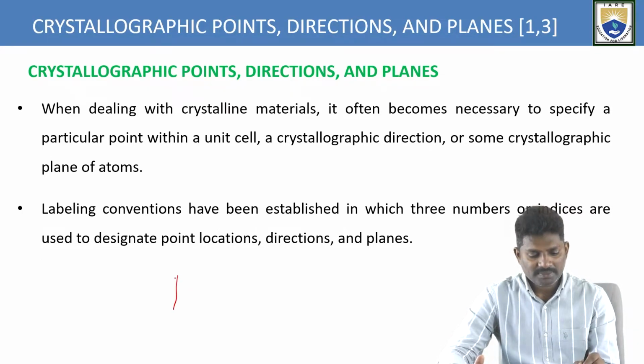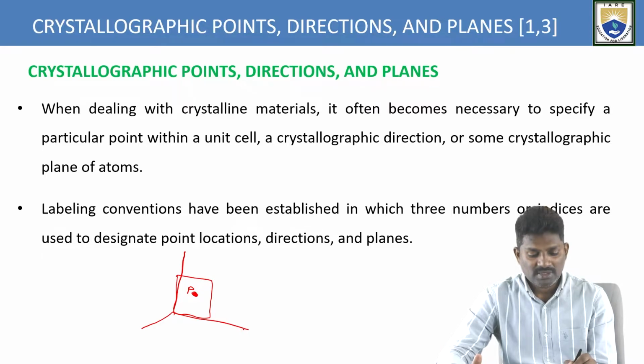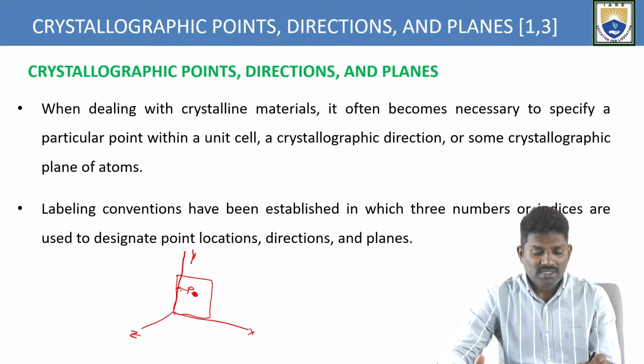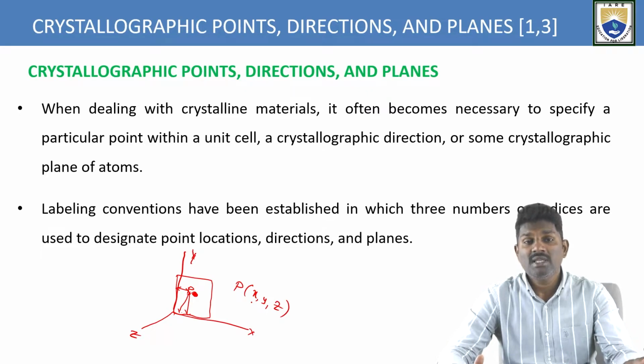Suppose I have a unit cell like this, and I have to locate a point P in this unit cell. Without any reference axis, I cannot specify the position of the point, or from which axis it moves. So if I have the directions along the XYZ coordinates, this is the X coordinate, Y coordinate and Z coordinate. From this reference axis I can easily identify the distance from the X axis, the distance from the Y axis, and the distance from the Z axis. In this way I can easily tell the coordinates of the point P with reference to the coordinate axes. That's why the coordinate axis is very important in specifying a particular point in a unit cell.